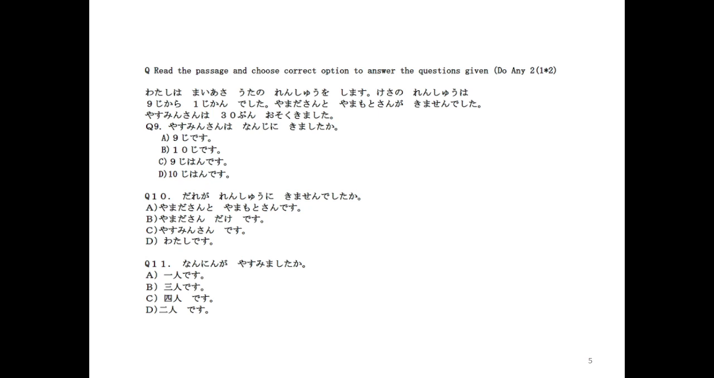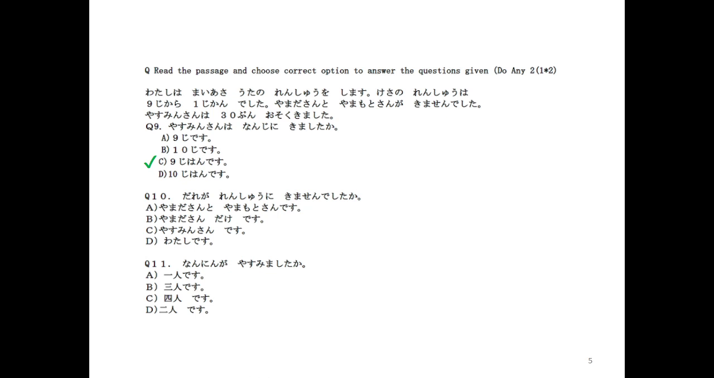A is kuji, which means 9 o'clock. B is juji, which means 10 o'clock. C is kuji-han, which is 9:30. D is juji-han, which means 10:30. So the correct answer is option C, that is 9:30 kuji-han. Here han means half of 1 hour, which is 30 minutes. So the correct answer is option C.